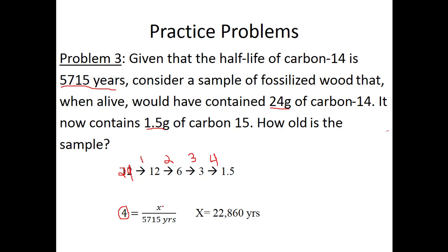Thus, you can plug in x for your unknown, the total amount of time, into the formula we talked about prior, and solve for x. So I have 4 times 5,715 years. Solving for x gives me 22,860 years. I started with 24 grams and ended with 1.5. With carbon-14, it would take you 22,860 years to do so.